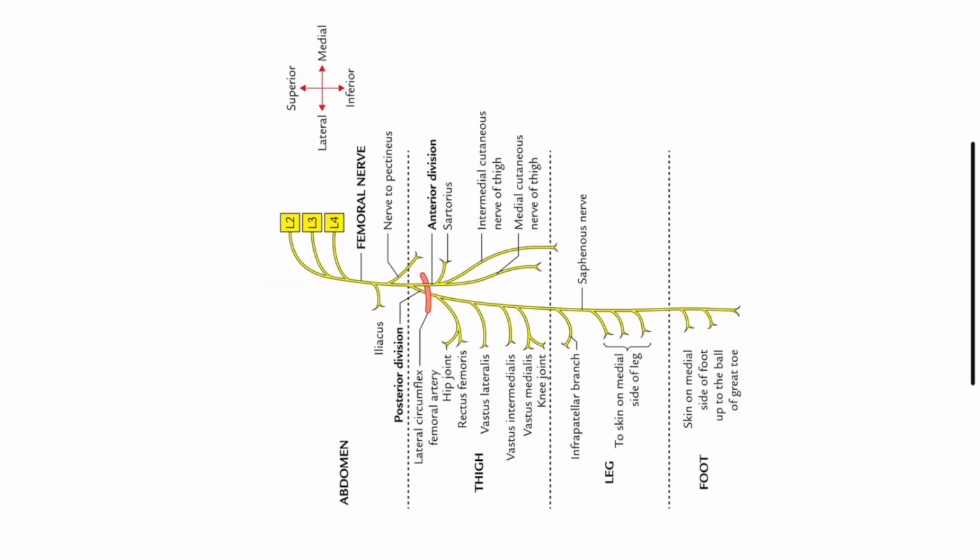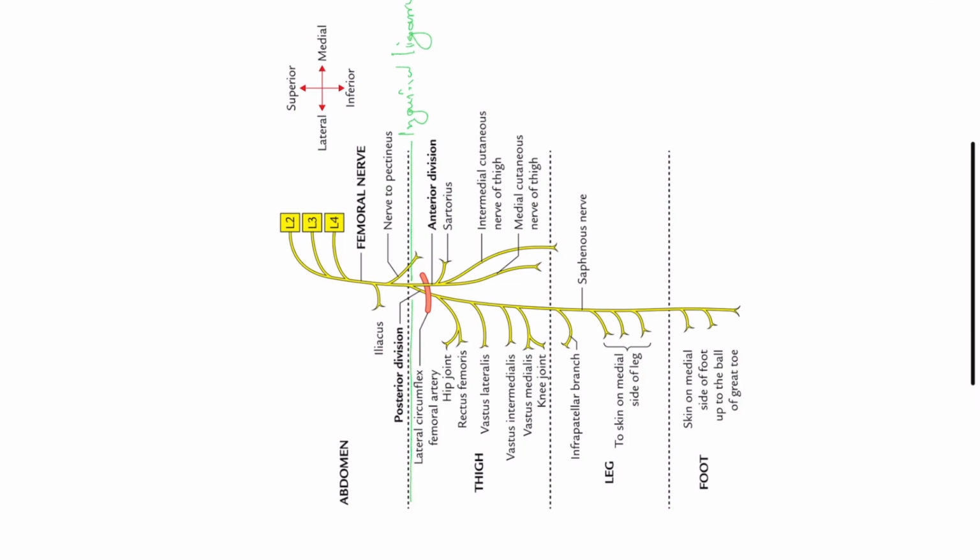This is a schematic way of representing the branches arising from the femoral nerve. As you can see, this dotted green line they have shown is the inguinal ligament. So there are two branches from the femoral nerve arising before it crosses the inguinal ligament. One is the branch to the iliacus and the other is the branch to the pectineus. However, this nerve to pectineus innervates the pectineus after reaching into the thigh.